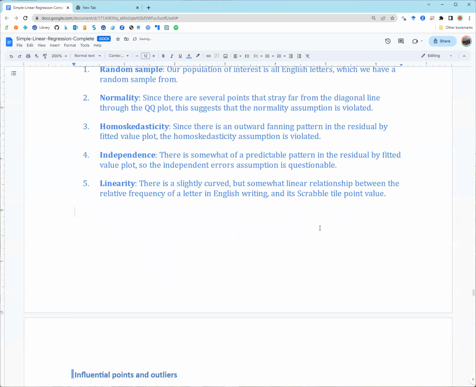So overall, we'll say overall model assumptions are violated since they are not universally met. They're not all met, but we proceed for the sake of the problem.